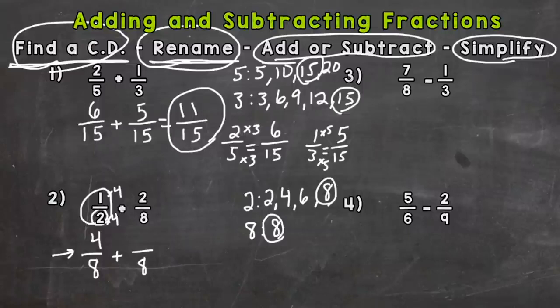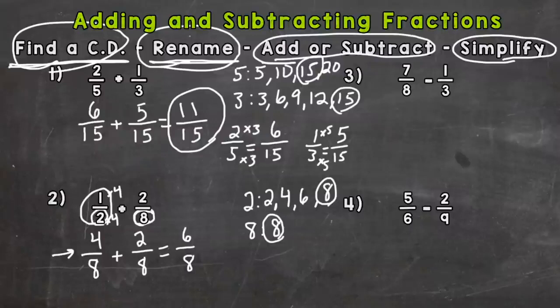to add or subtract. Now 2/8 already has a denominator of 8, so we don't need to change that at all. We are just going to bring the 2 down. It already has a denominator of 8. So we found a common denominator, we renamed, now we need to add or subtract. So 4 plus 2 is 6, and we keep our denominator as 8.